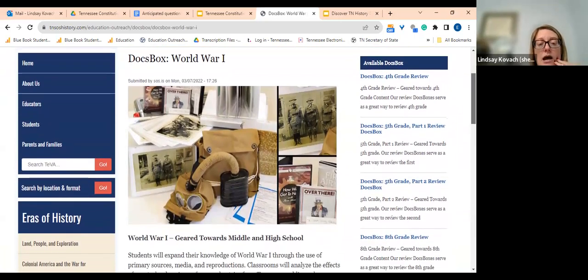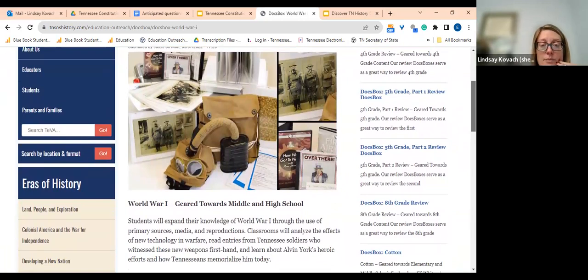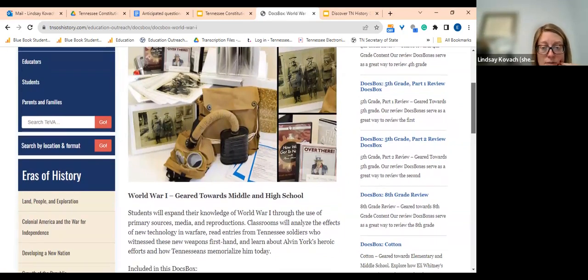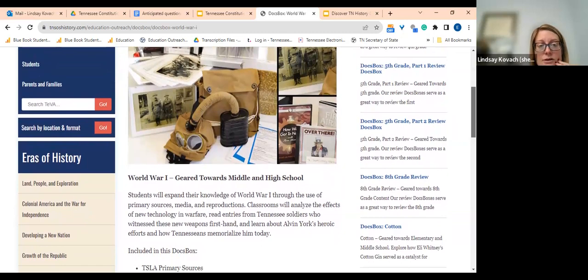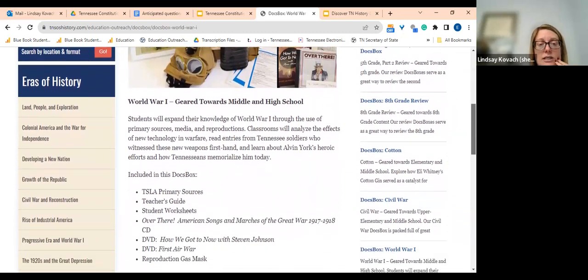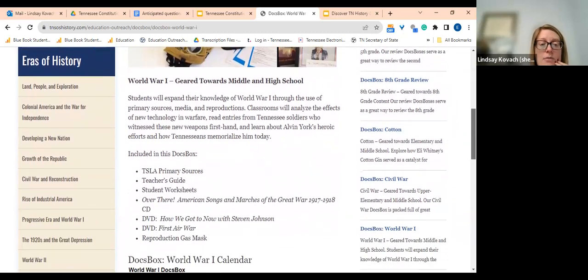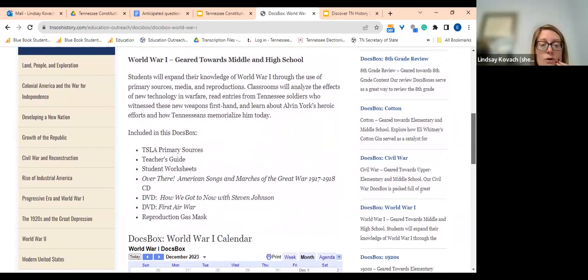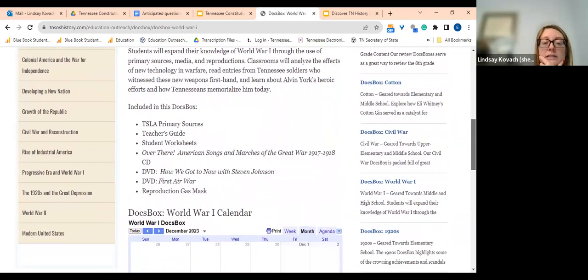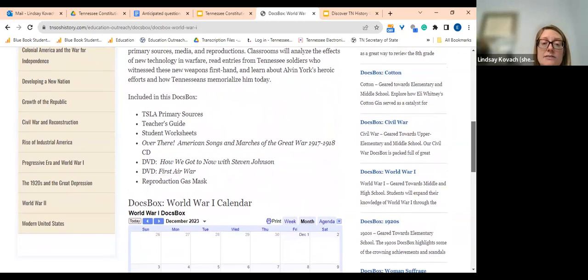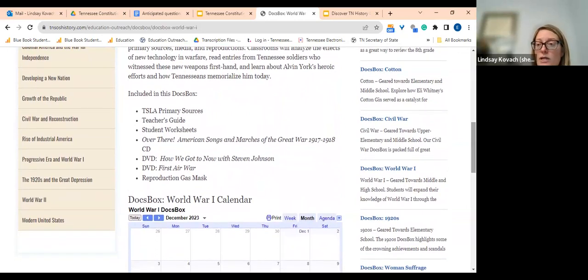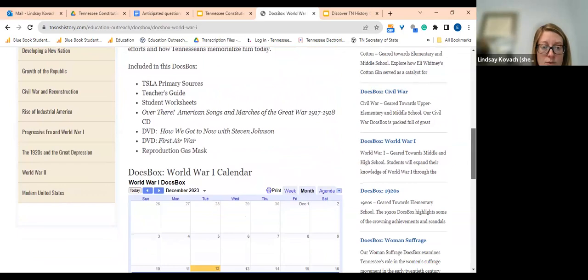We have some artifacts, replicas that come with most of these boxes. And you can see what is included as you keep scrolling down. We are working to try to figure out a better way to get things to you besides a DVD, because we know those are pretty much obsolete at this point.